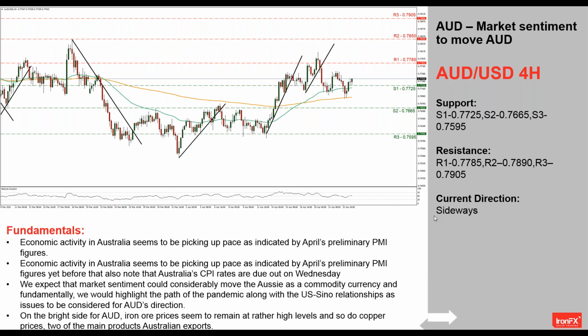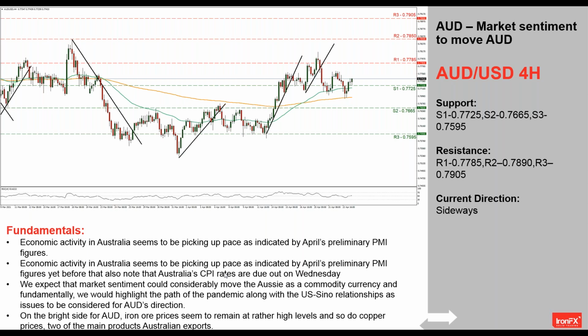Overall, though, we expect that market sentiment could considerably move the Aussie as a commodity currency, and fundamentally, we would highlight the path of the pandemic along with the US-China relationships as issues to be considered for AUD's direction. Back home in Australia, we would also like to note that Perth is entering a lockdown for 3 days, which tends to create some worries as well. On the bright side for AUD, iron ore prices seem to remain at rather high levels, and so do copper prices, two of the main products Australia exports.